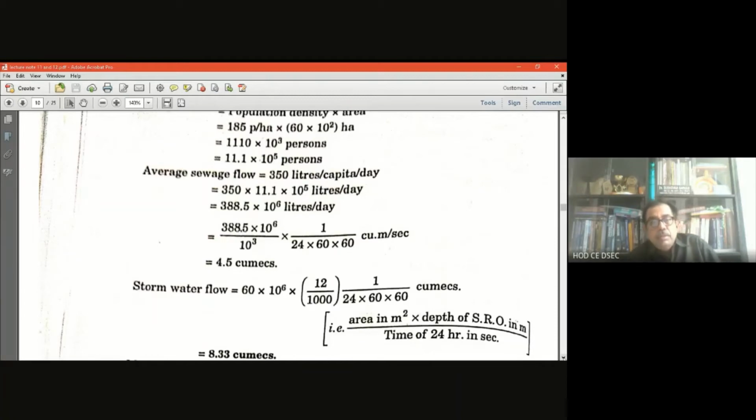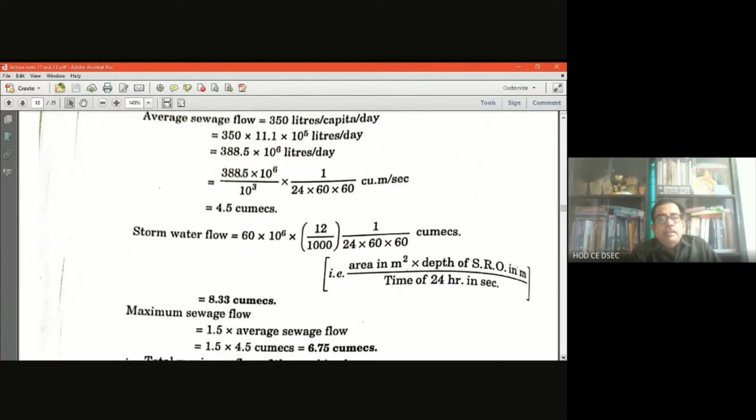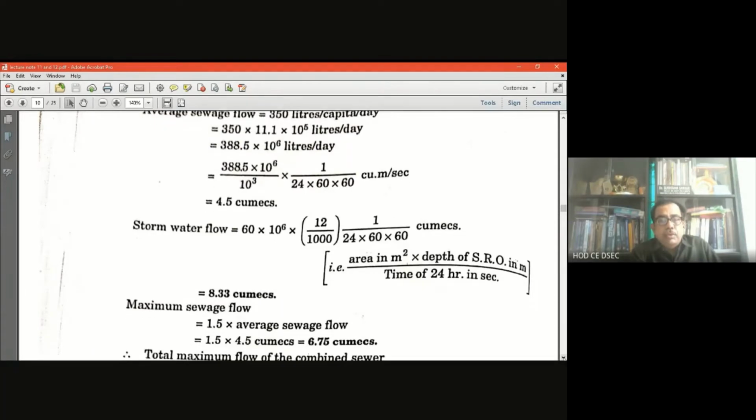Now the average usage has already been given in the question. Average usage means average sewage flow, which is given as 350 liters per capita per day. Once you know the population, you can get the sewage quantity, that is 350 liters times capita. You multiply the capita with the liters per capita, and you find out the average sewage flow.